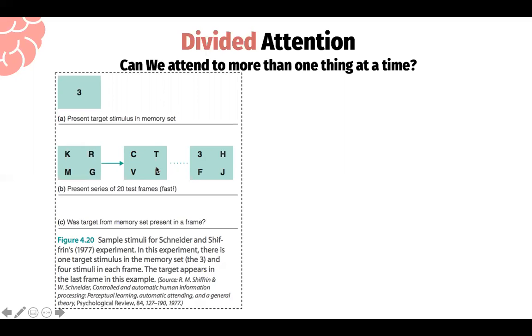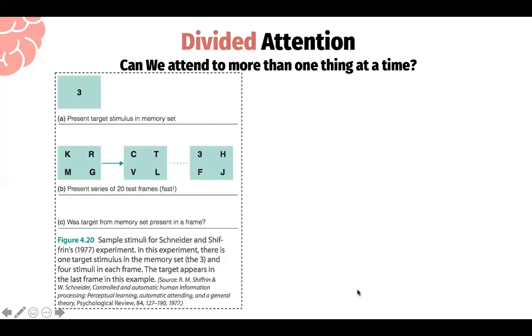On half of the trials, one of the frames contained a target stimulus from the memory set, and a new memory set was presented on each trial, so the targets changed from trial to trial, followed by a new test frame. So in this example, there is one target stimulus in the memory set. There are 4 stimuli in each frame, and the target stimulus 3 appears in one frame like this.